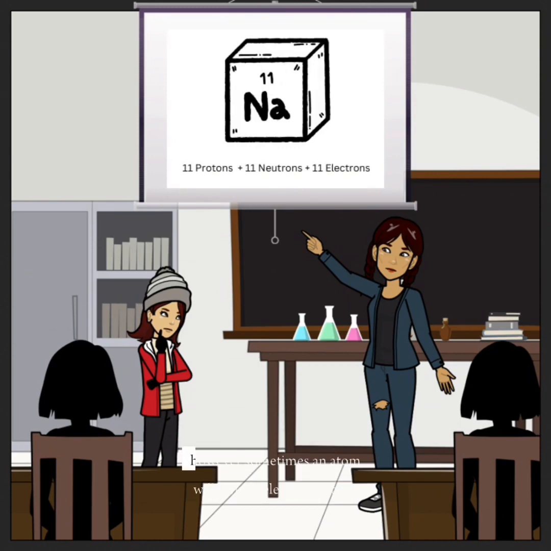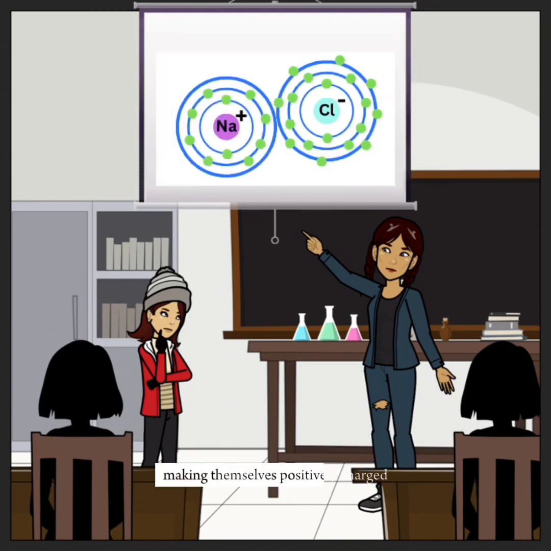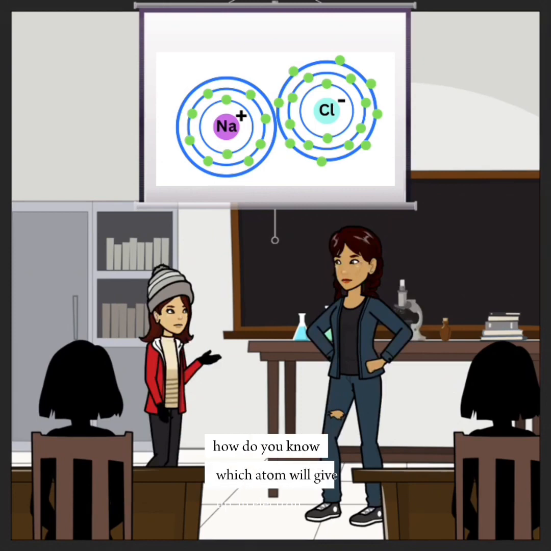protons. However, sometimes an atom will give an electron away, making itself positively charged. The atom that receives the electron will become negatively charged. These charged atoms are called ions. Since opposites attract, the two oppositely charged ions will form an ionic bond. How do you know which atom will give up an electron and which one will receive one?